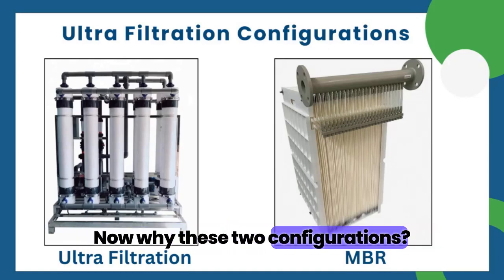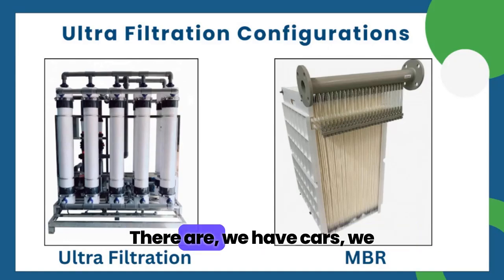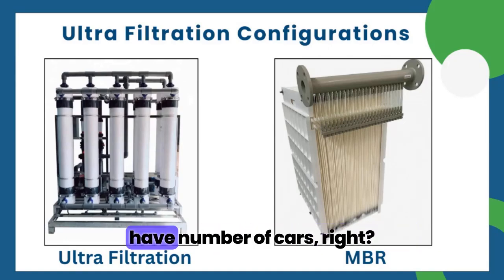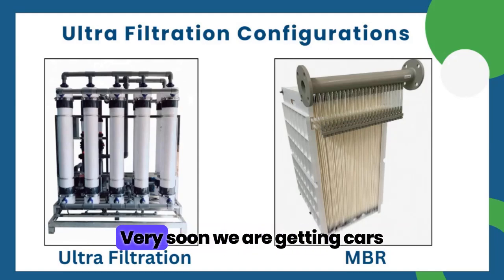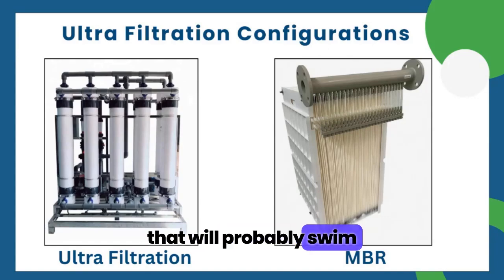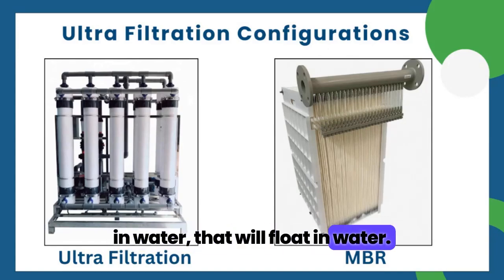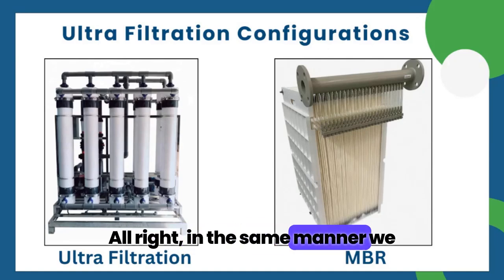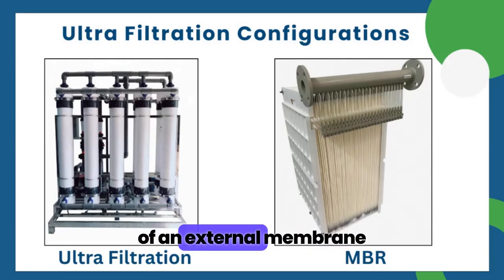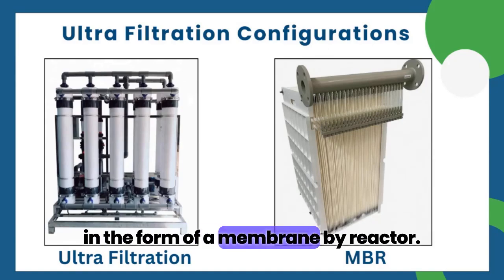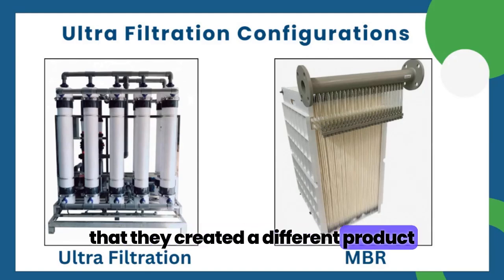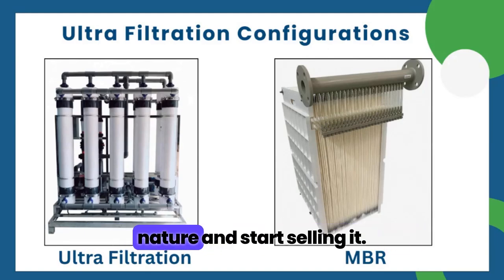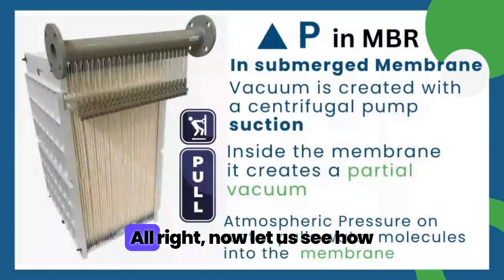Now, why these two configurations? We have cars, we have number of cars, right? Very soon we'll get cars that will fly. Very soon we are getting cars that will probably swim in water, that will float in water. All right. In the same manner, we have a different application of an external membrane in the form of a membrane bioreactor. It is only for commercial reasons that they created a different product with a different application nature and start selling it. All right.